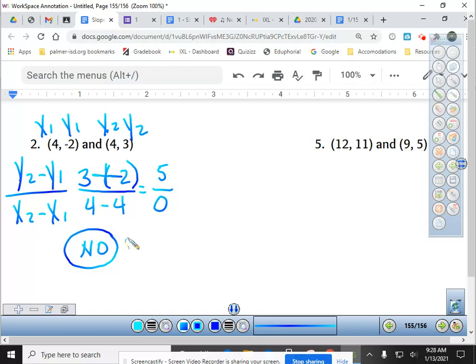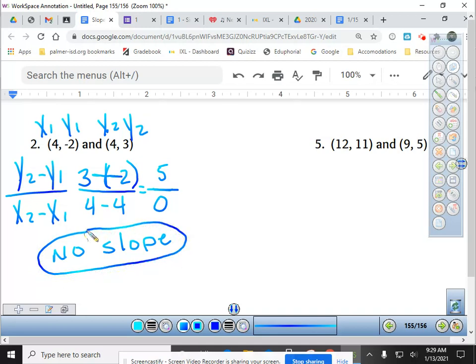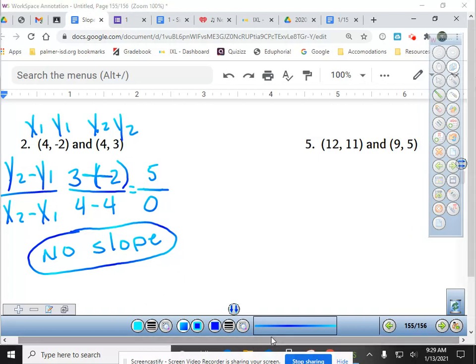Okay. That is no slope. You cannot divide by 0. You cannot have a 0 on the bottom of a fraction. The answer is no slope. So you can even write slope if you want. That's what I want. No slope. Write it down. The negatives just throw me off. I'm not good with negatives. I don't know all those rules.